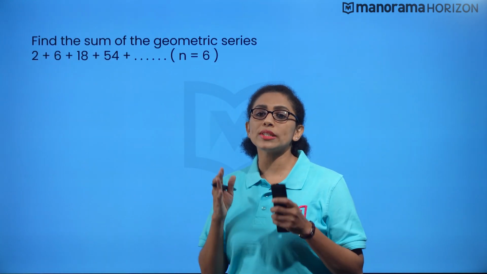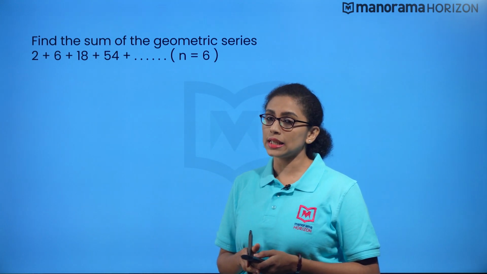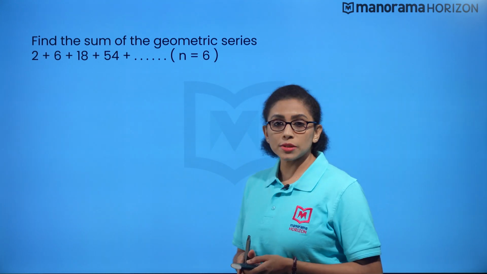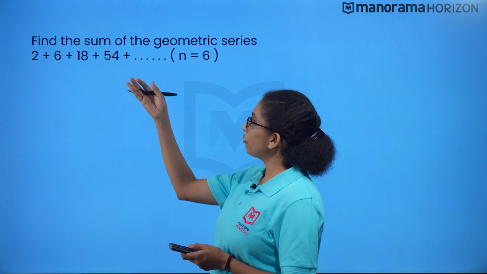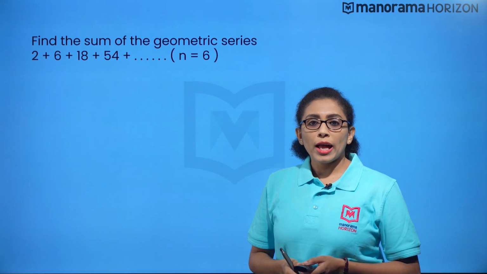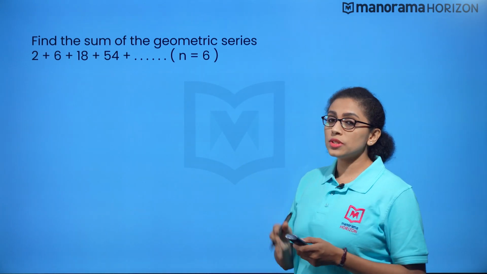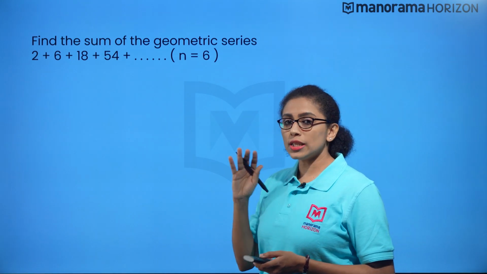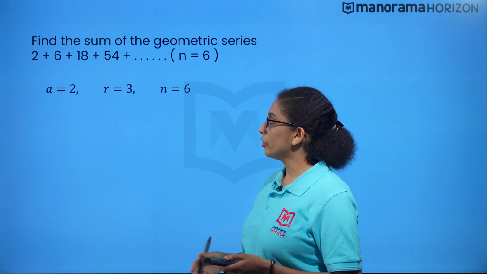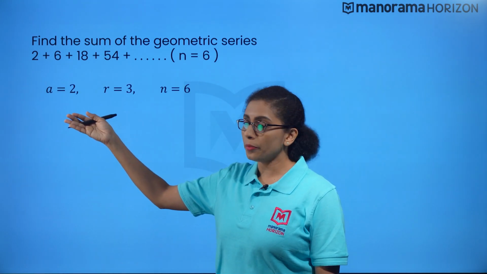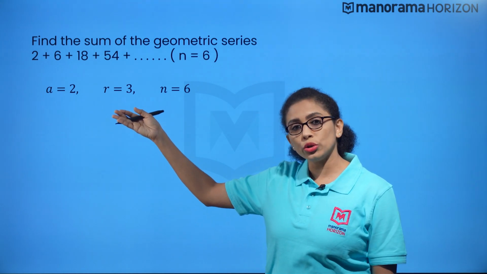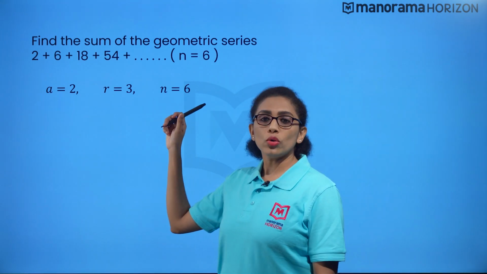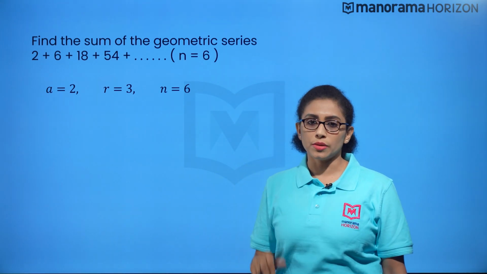Let's see one question. Find the sum to 6 terms of the geometric series 2 plus 6 plus 18 plus 54 and so on, where there are n terms in the series. So, n is equal to 6. For this particular series, we have A equal to 2, the first term, and what is the common ratio? R equal to 3, and n is equal to 6 as there are 6 terms.